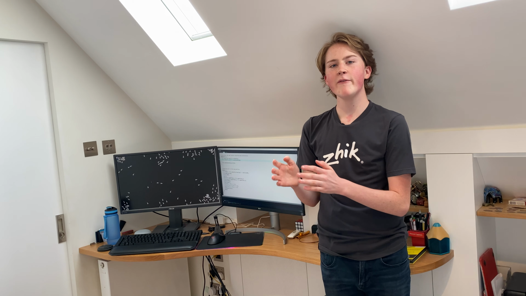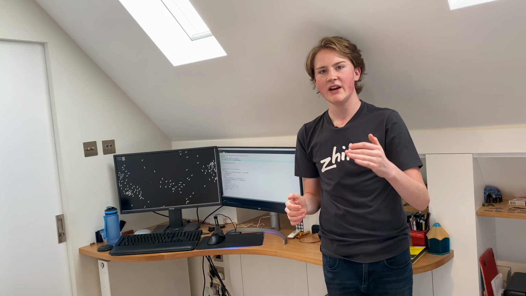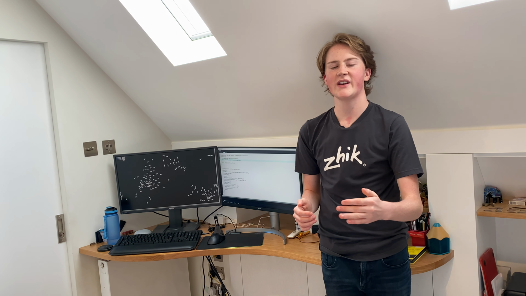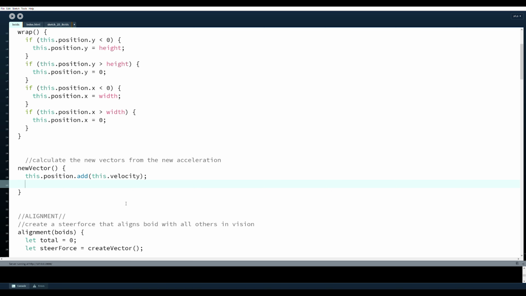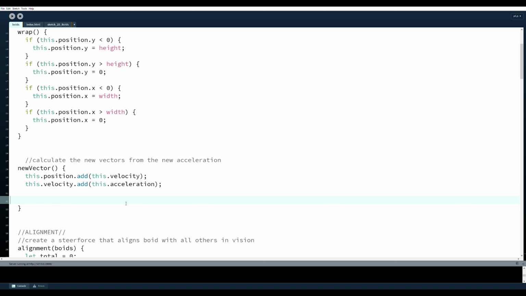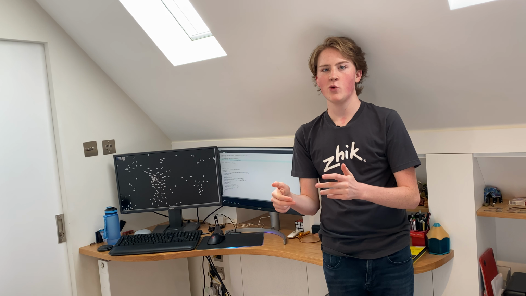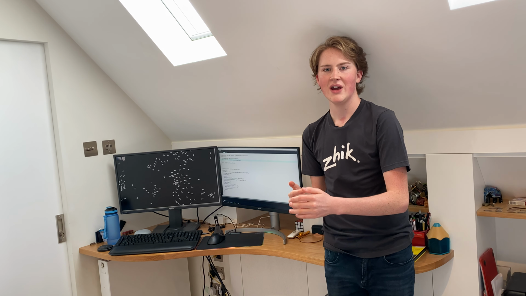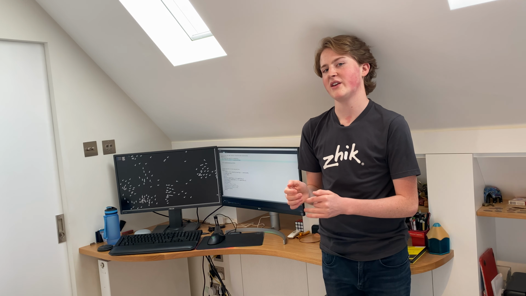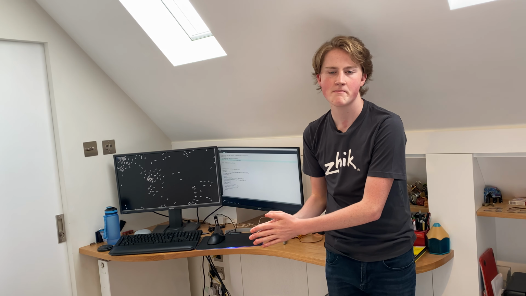So if every frame I calculate the overall force that is acting on the Boid, then convert that into acceleration, and then add that acceleration to the velocity, I get a new velocity which I can then add to the position to get the position that the Boid is going to be in next frame. So we run this code and we can see that fairly quickly all the Boids start to head in the same direction at the same speed.